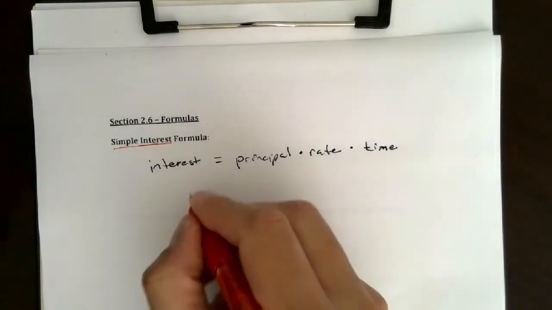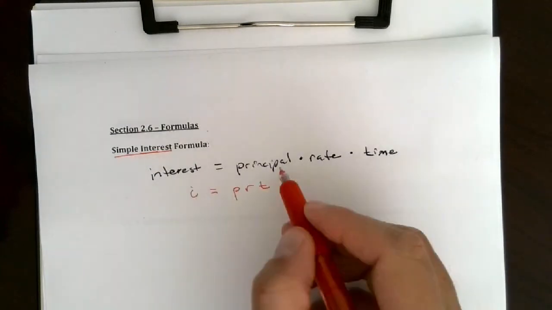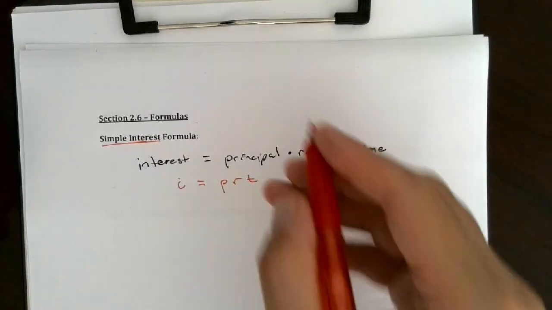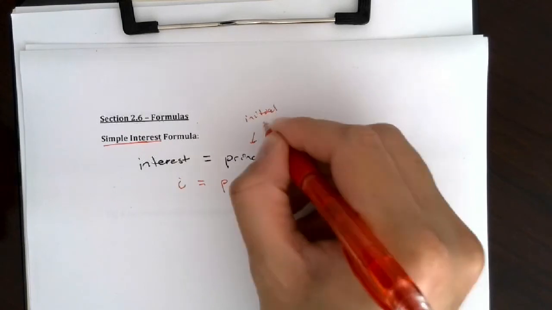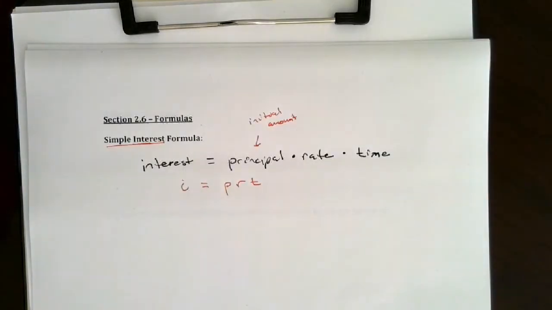And for short we call this I equals PRT: principal, rate, and time. That is what the P, R, and T stand for. Let's make sure we know what those are. So principal, that's the initial amount either invested or borrowed. Right?